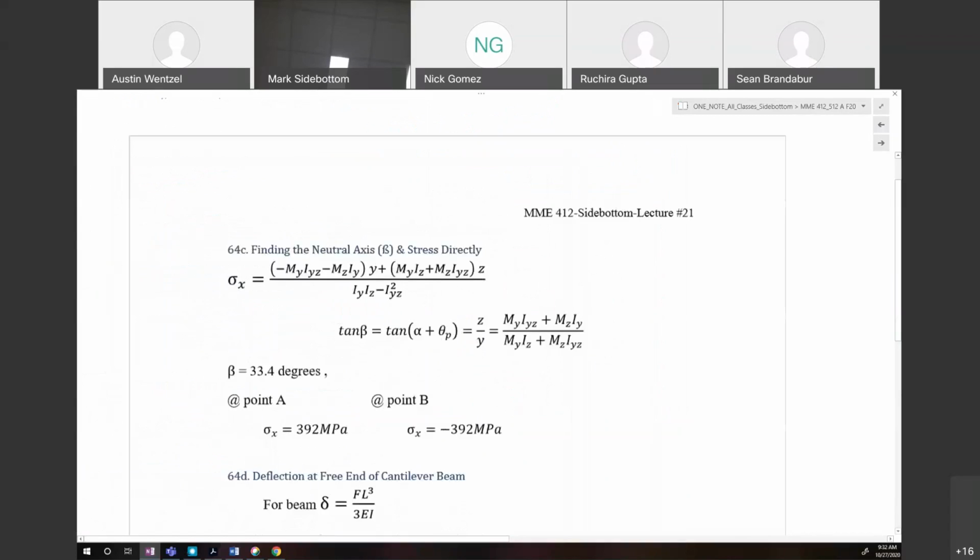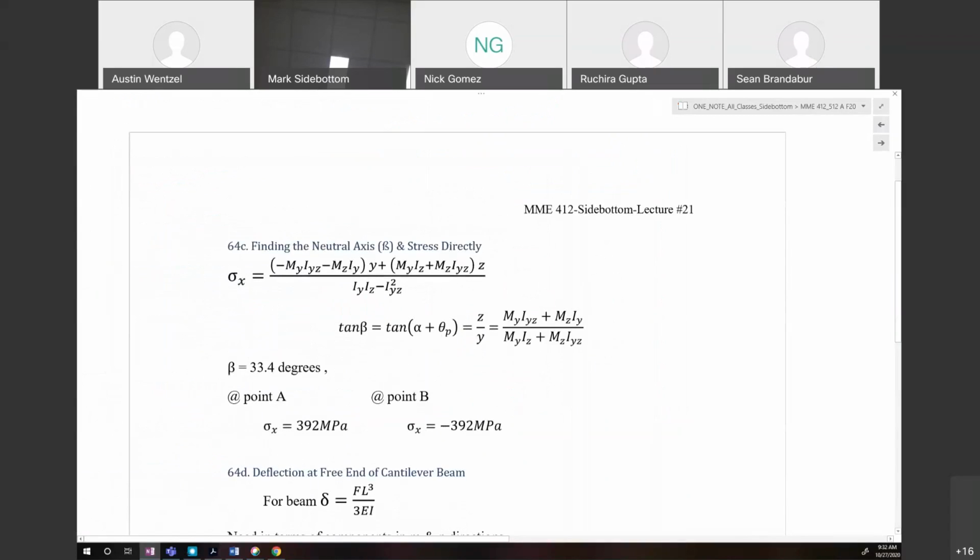Solve for the location of the stress at any point using this equation. But in order to determine the location of our maximum stress, we still need to solve for our angle. We know where our neutral axis is, so we can determine the neutral axis relative to the y, z coordinate system using this formula here.